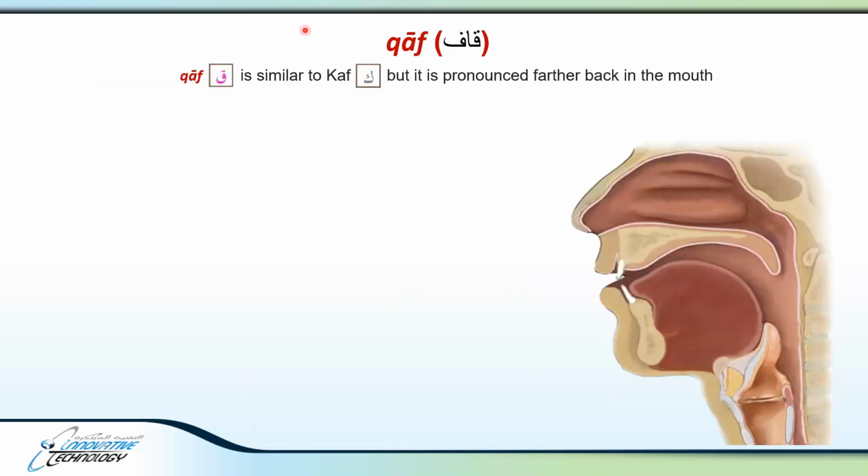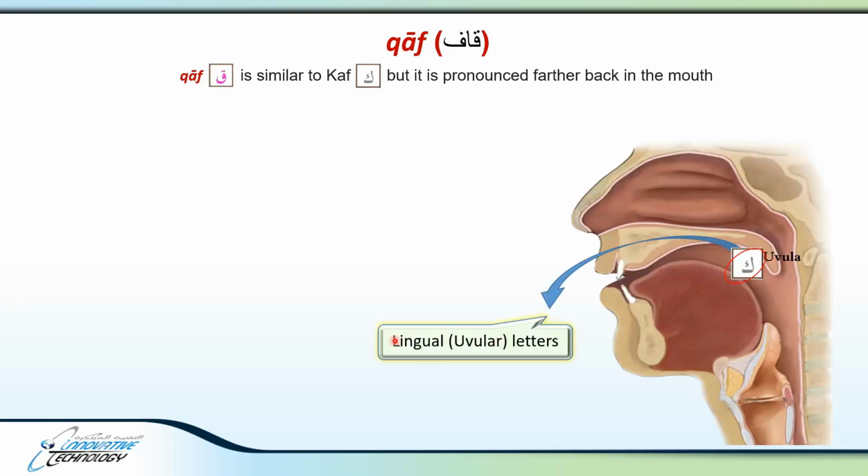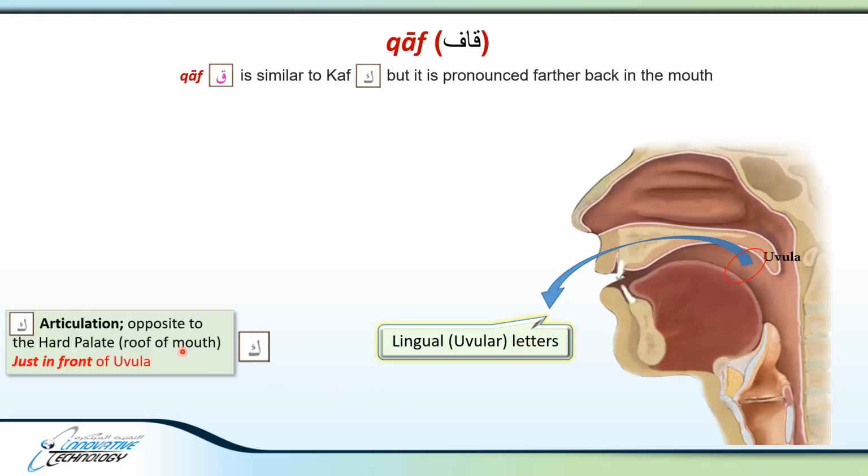And to learn how to pronounce the قاف, we can start with the known kaf, ik. Qaf is similar to kaf, ik, but is pronounced further back in the mouth. Let's see. Ik is articulating in front of the uvula with the tongue, and that's why it's called a lingual uvular letter. It articulates, as we said, at the roof of the mouth, just in front of the uvula.